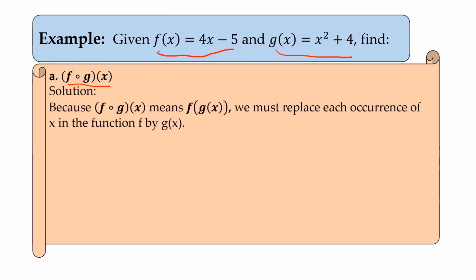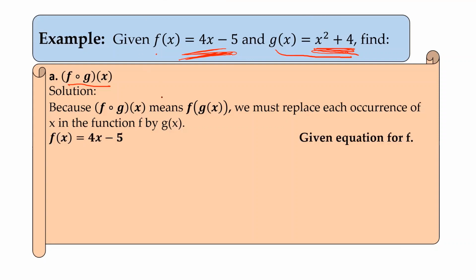Therefore, when we say f composed with g of x, it means f of g of x, then we must replace each occurrence of x in the function f. So, all the x in function f, we will replace with g of x. So, what we will substitute for all the x in function f is our g of x. That is what I told you earlier, that we are going to replace x in the function with the other function. All right? To easily understand this, we will have this solution.